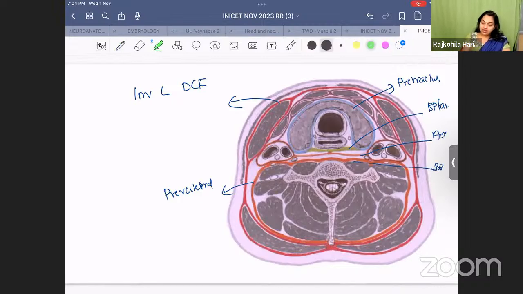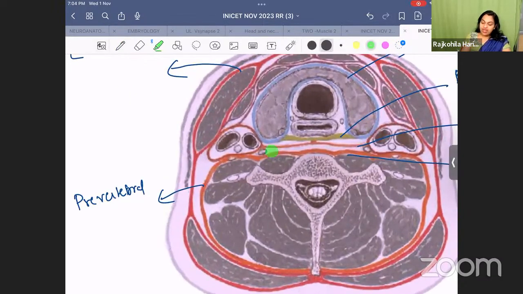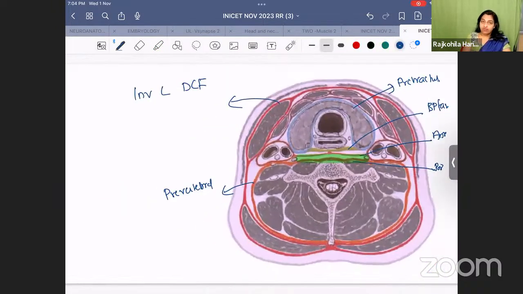I'll take my highlighter, I will zoom in. This space that you see between the anterior and the posterior layer of the prevertebral fascia, we call it as the danger space of neck, right? On the scalp, we have the dangerous layer of the scalp, right? Similarly, a dangerous area of the face. And over the neck, we have the danger space of neck, okay? Dangerous space of neck between the two layers of the prevertebral fascia.